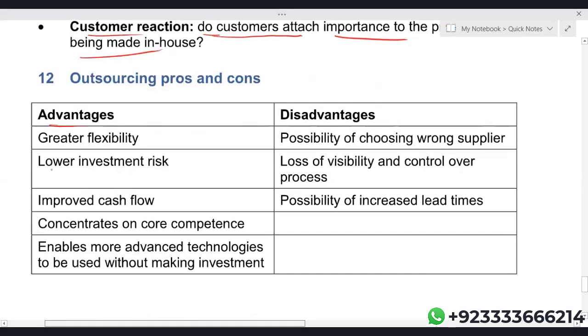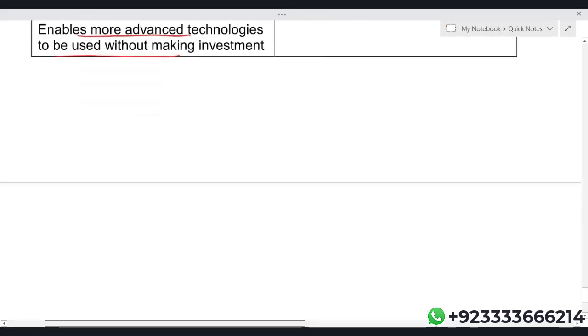Advantages and disadvantages of outsourcing. Advantages: greater flexibility, lower investment risk, improved cash flows, concentrates on core. You can concentrate on your core competence. Normally, non-core activities we outsource. It enables more advanced technology to be used without making investment. Disadvantages: possibility of choosing a wrong supplier, loss of visibility and control over the process, possibility of increased lead time.